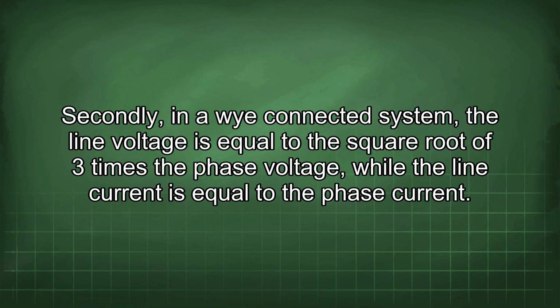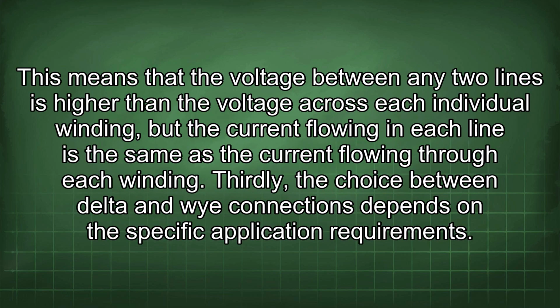Secondly, in a Y-connected system, the line voltage is equal to the square root of 3 times the phase voltage, while the line current is equal to the phase current. This means that the voltage between any two lines is higher than the voltage across each individual winding, but the current flowing in each line is the same as the current flowing through each winding.